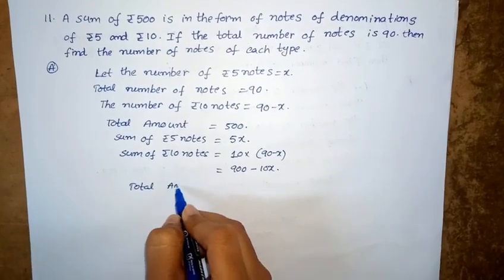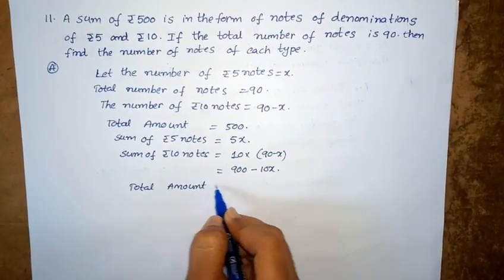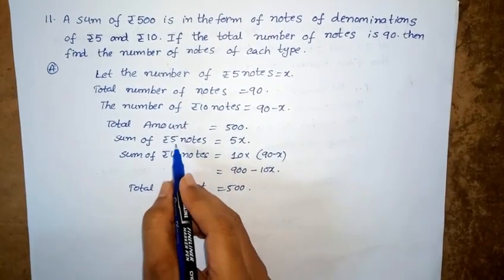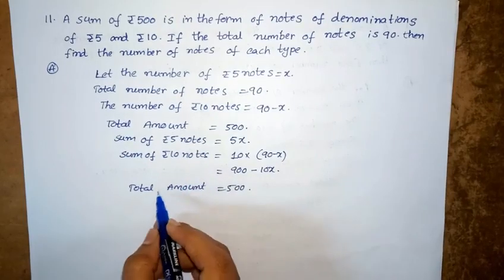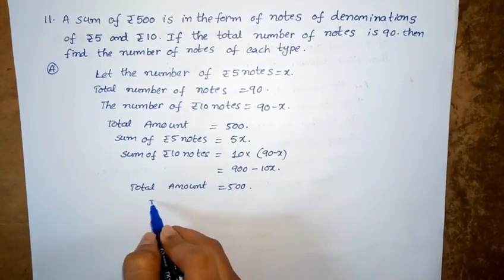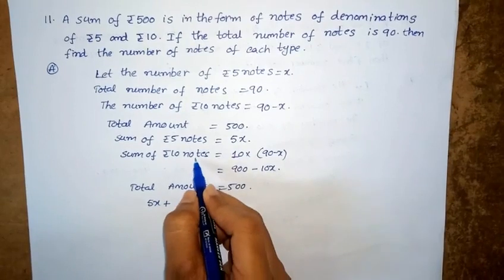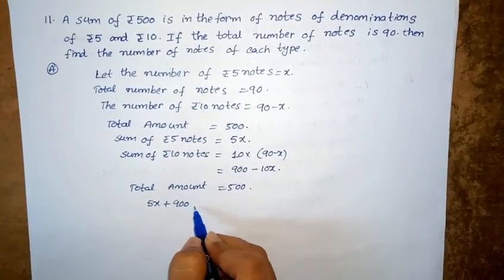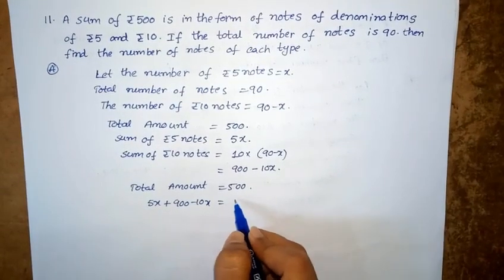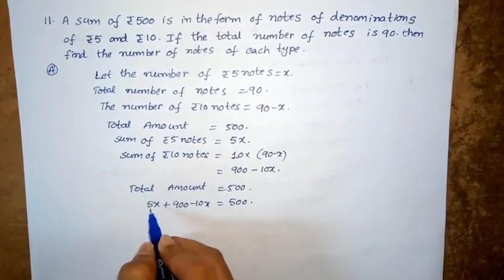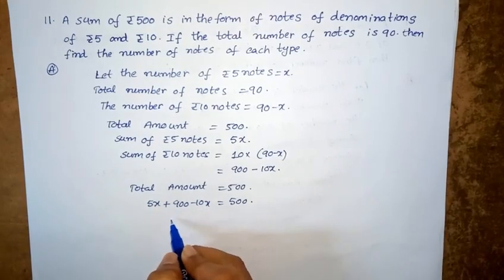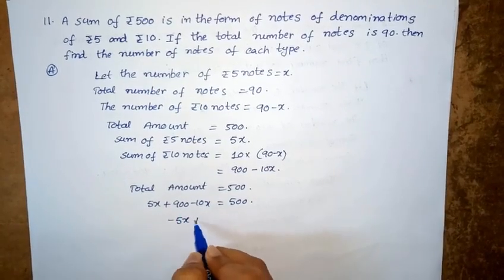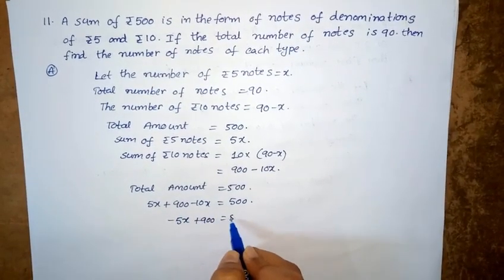Total amount is equal to 500 rupees. The total amount is the sum of 5 rupee notes and the sum of 10 rupee notes. So the sum of 5 rupee notes equals 5x, plus the sum of 10 rupee notes equals 900 minus 10x. 5x plus 900 minus 10x is equal to 500. 5x minus 10x becomes minus 5x, plus 900 is equal to 500.